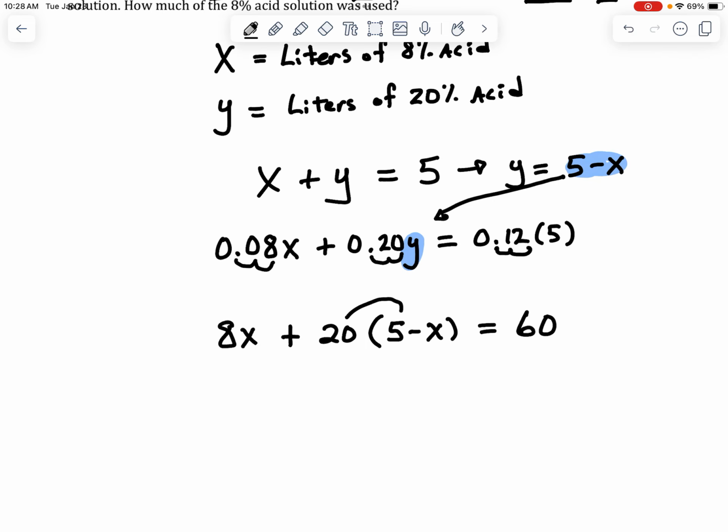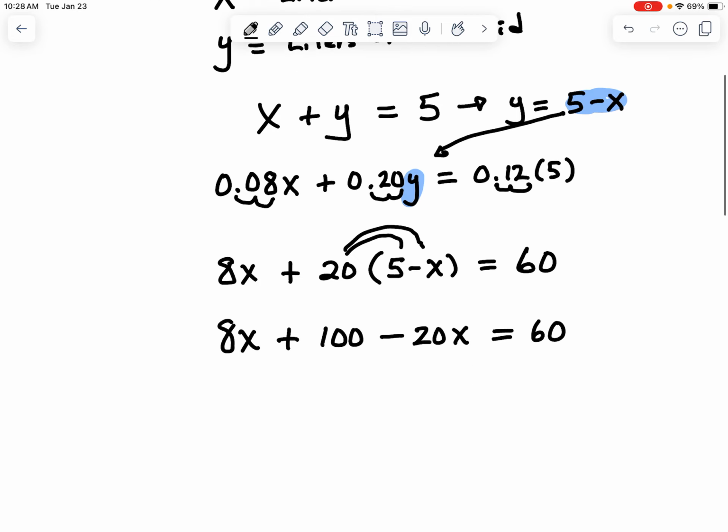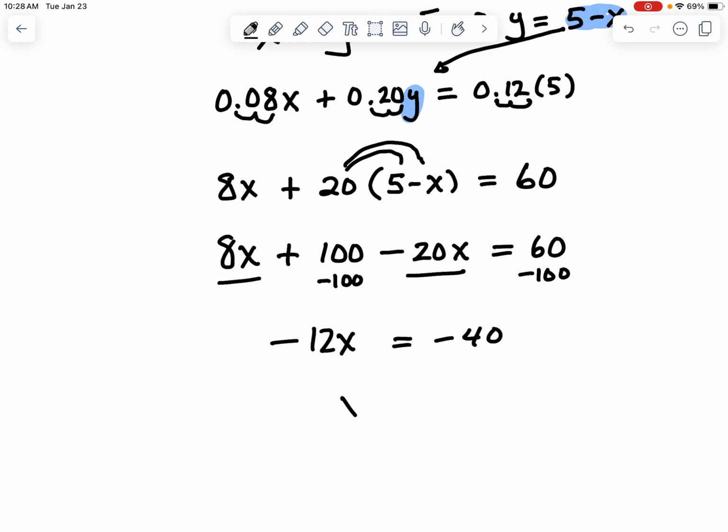And then we're almost done. So distribute the 20 times 5, which is 100, and then 20 times negative x is minus 20x, and then it still equals 60. So if you combine the x terms, that's going to be negative 12x, and then subtract 100 from both sides. And on the right side, 60 minus 100 is negative 40. And then just divide both sides by negative 12, and the 12s are going to cancel.